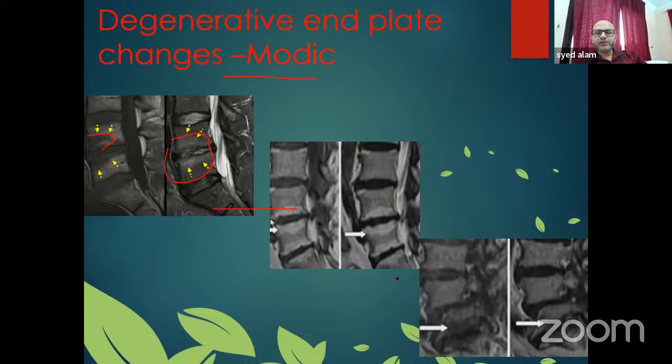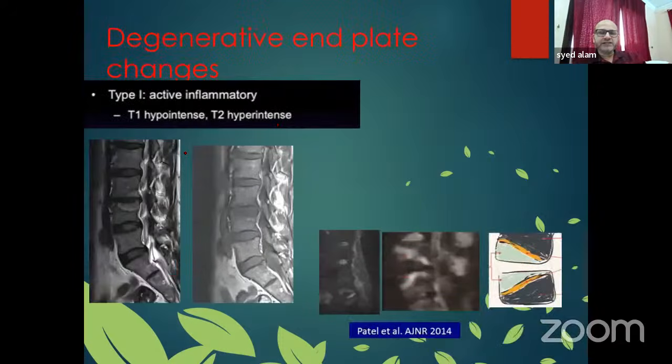So type 2 and type 3 are not a problem, but the problem is type 1. Type 1 means the end plate is dark on T1 and bright on T2. We can confuse it with infection. I will deal with this later, maybe in my next slide. Okay, so this is the Modic type 1 change, where the end plate is dark on T1 and bright on T2.